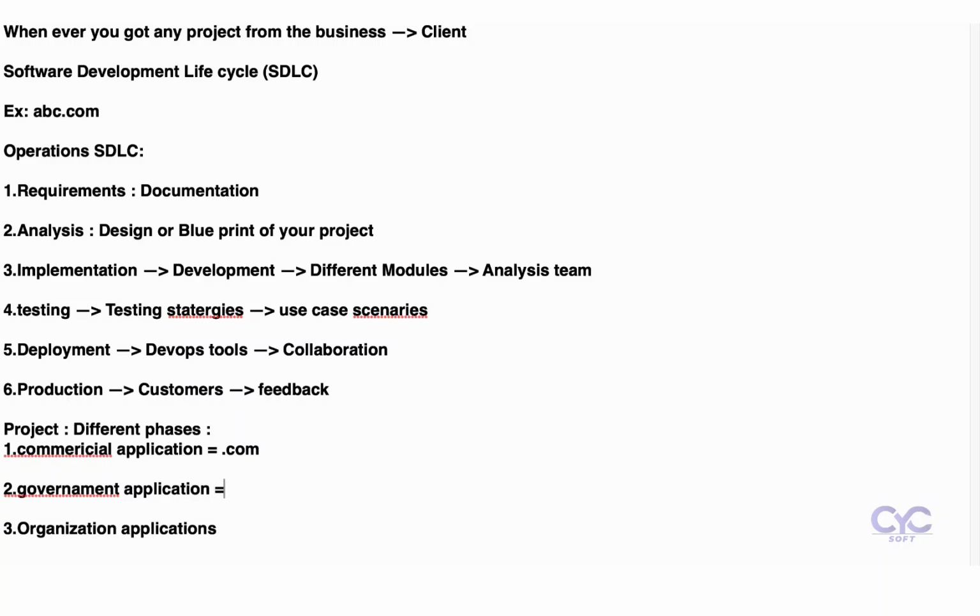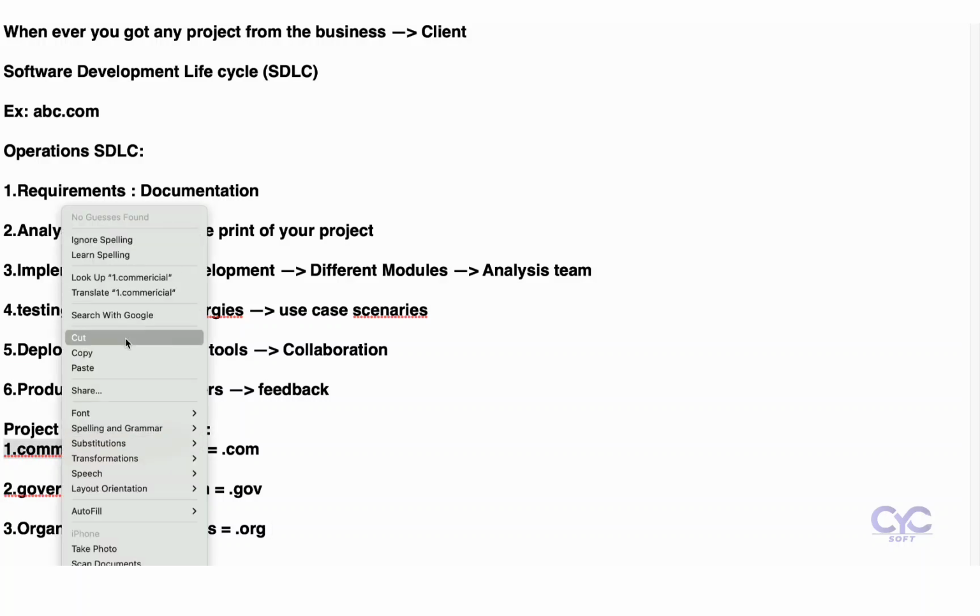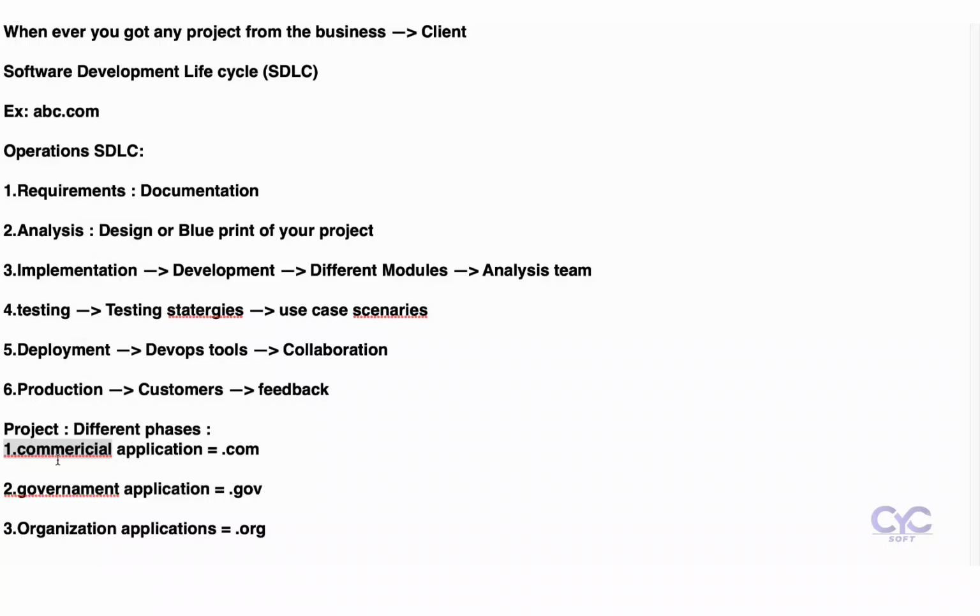In government, I'm going with .gov, and we are working on organization, that is .org. So these are the different types of phases that we are trying to go with in this particular scenario as per the software development life cycle. Okay, so this is what we are trying to say in this class.